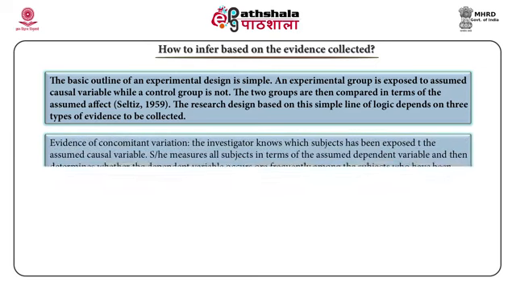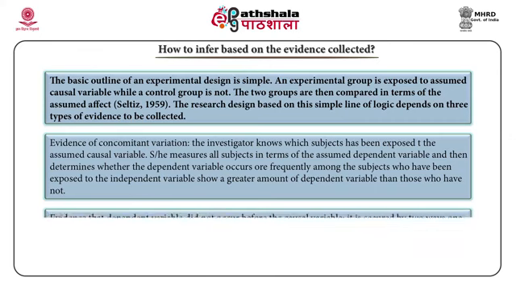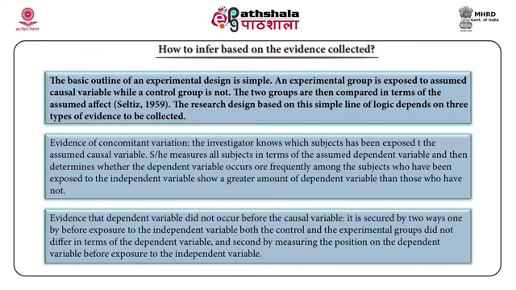Evidence of concomitant variation. The investigator knows which subjects have been exposed to the assumed causal variable. He or she measures all subjects in terms of the assumed dependent variable and then determines whether the dependent variable occurs more frequently among the subjects who have been exposed to the independent variable, showing a greater amount of dependent variable than those who have not. Evidence that the dependent variable did not occur before the causal variable.